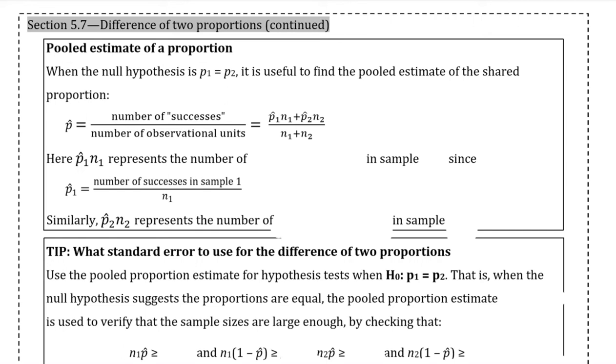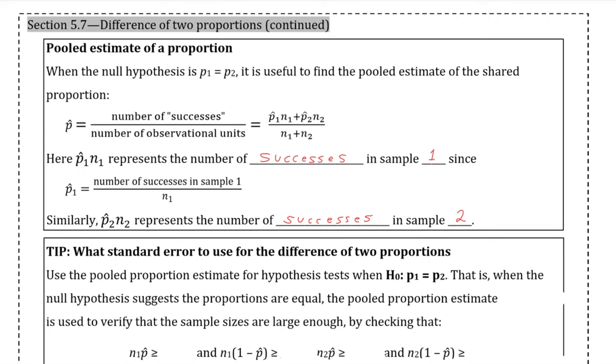The reason this works, p hat sub 1 times n1 represents the number of successes in sample 1, since p hat sub 1 is the number of successes out of the sample size, n sub 1. And p hat sub 2 times n sub 2 is the number of successes, likewise, in sample 2.